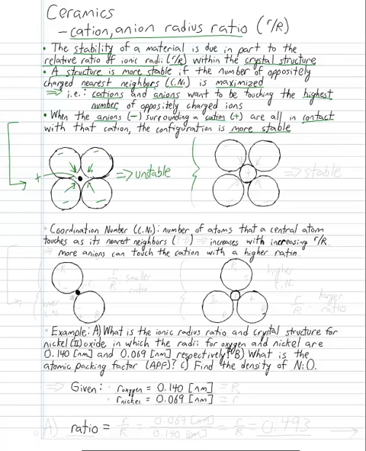Looking at the figure on this side, we do the same thing. We have all our negative anions surrounding our positive cation in the middle. And taking a look, this time we notice that all of them are in fact in contact with that central cation. This means that the structure is going to be more stable.